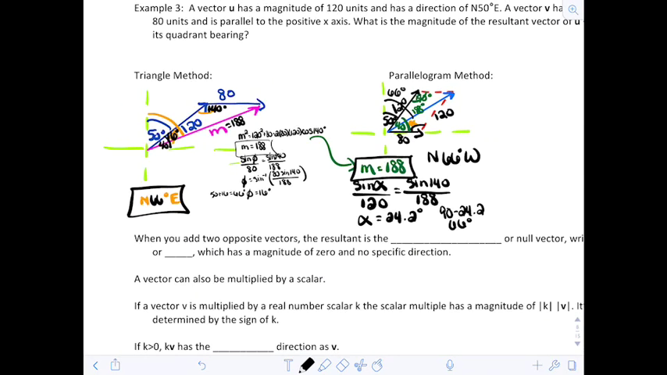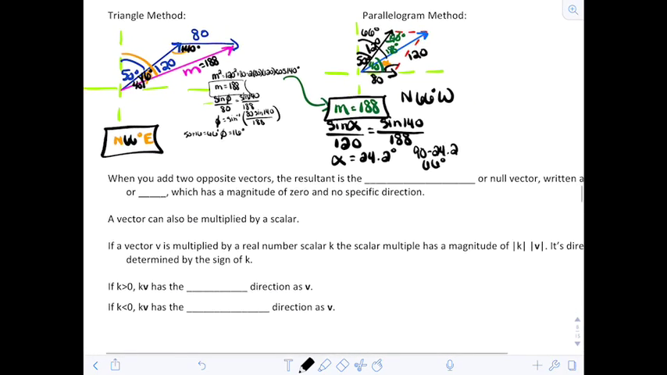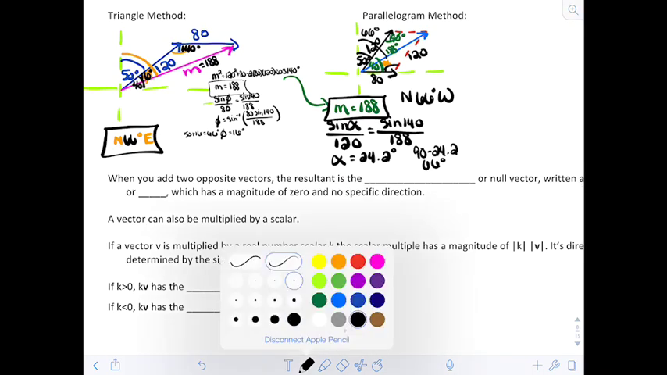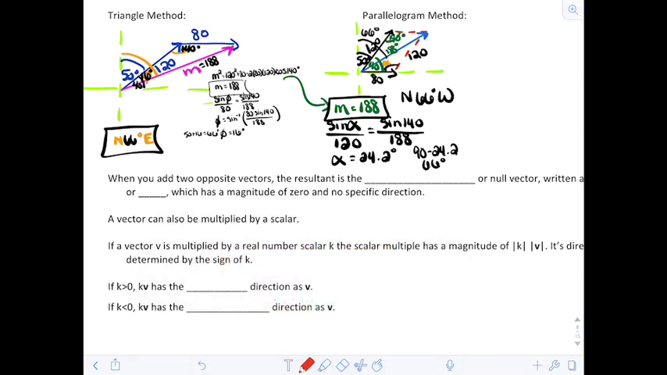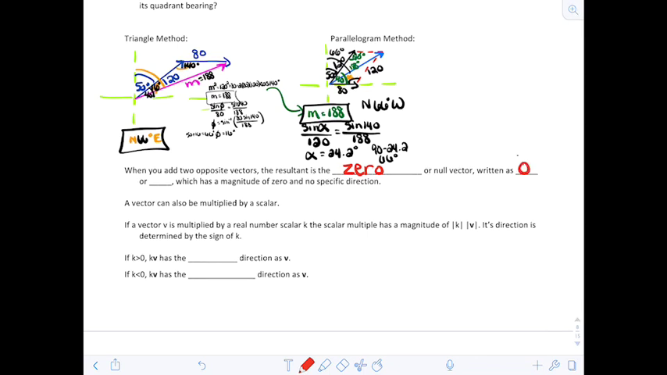Okay. So let's talk a little bit about some special cases with vector addition. When you add two opposite vectors, something can happen. It's called the null vector, or it's a zero vector. We can write this as a 0 with a little vector above it, or we can just write it as a 0. It has a magnitude of 0 and no specific direction. So if I were to add this vector with this vector, the resultant would be 0.